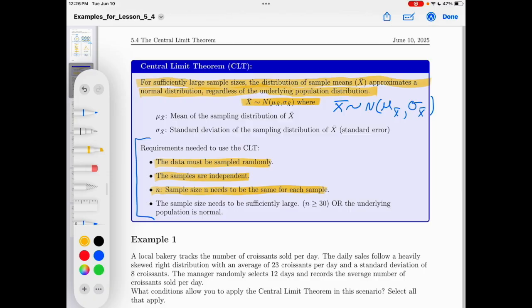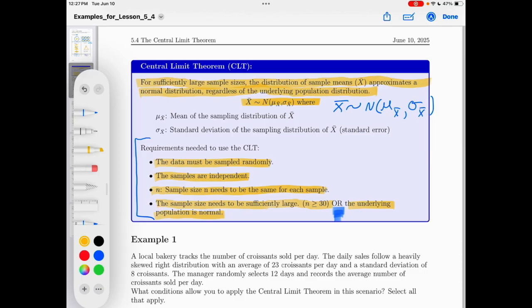Now, this last condition is an OR statement. Only one of these conditions needs to be met to satisfy the OR statement. So in order for this fourth requirement to be met, the sample size needs to be greater than or equal to 30, or the underlying population is normal. So it only needs to satisfy one of those.